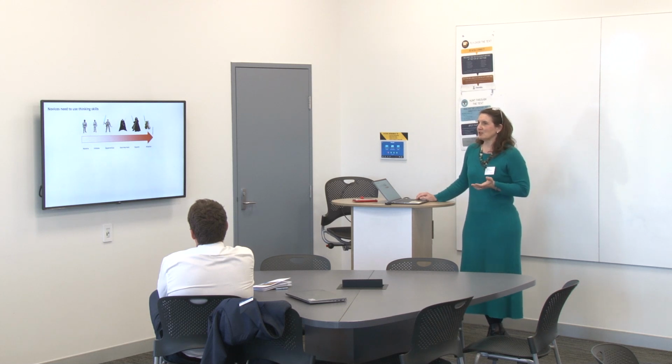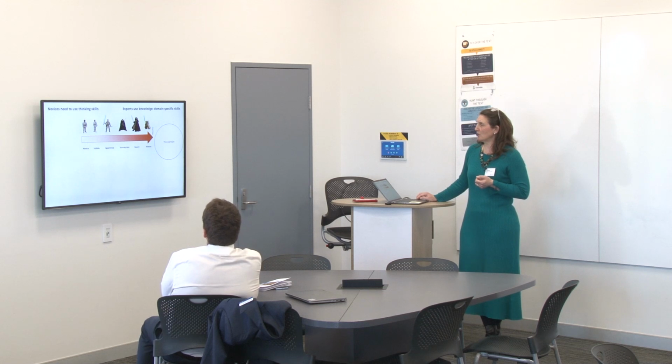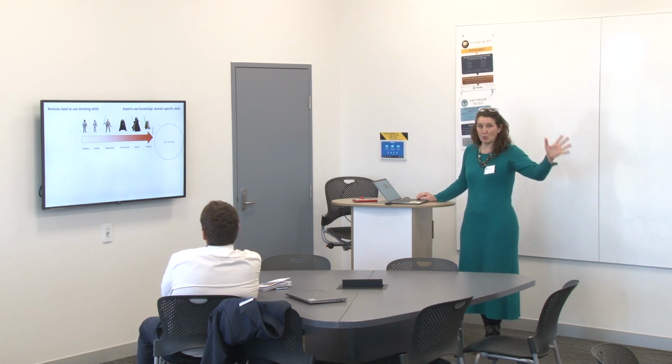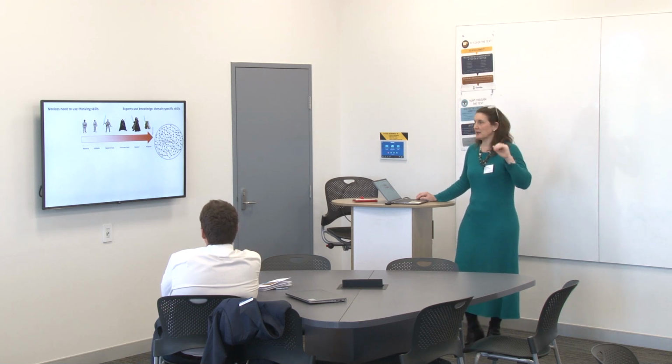The novice needs to use their thinking skills, whereas experts in a field use the knowledge that they've already got, their domain-specific skills. And if we think of a domain as this circle, and the circumference of the circle is the border of knowledge of that domain, the expert has all these little connected schemas, and they are thoroughly across that knowledge and can make connections.